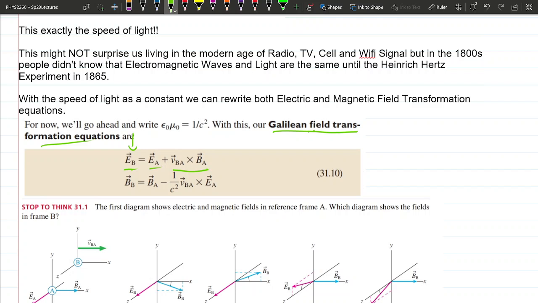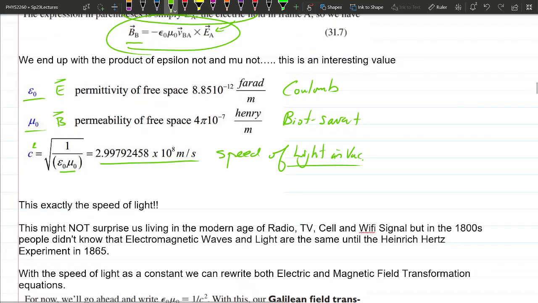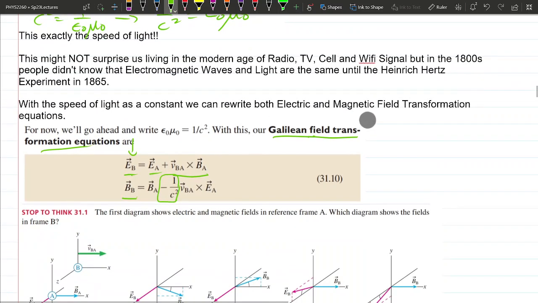Okay. Similarly, if you want to figure out the magnetic field in Brittany's frame, there's going to be this minus 1 over c squared, and that's because, remember, if you square this, c squared is actually equal to 1 over epsilon naught mu naught, and therefore 1 over c squared is actually epsilon naught mu naught, which is exactly what's in this formula up here, right? And there's a minus sign also in front of it. Okay, so that's where that comes from. And you have to do this cross product once again.